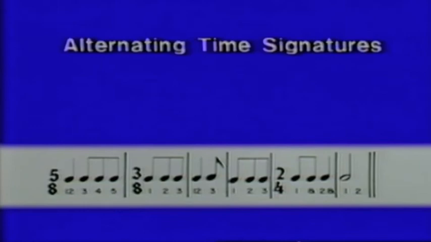In the next examples, we have 5/8, 3/8, then 2/4 time. 1, 2, 3, 4, 5. 1, 2, 3, 4, 5. 1, 2, 3, 1, 2, 3, 1, 2, 3, 1 and 2 and 1 and 2 and.